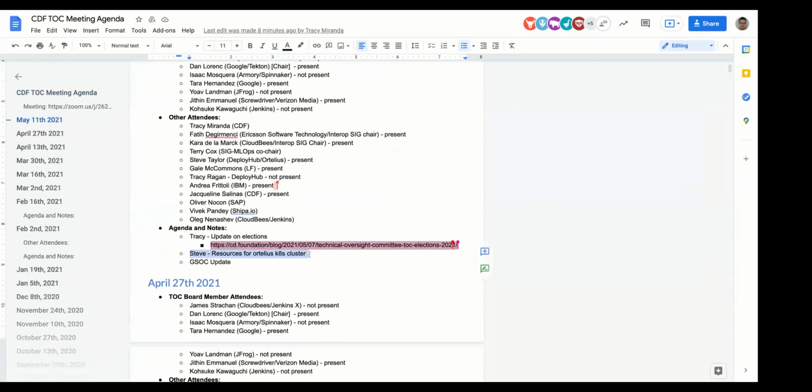All right, Steve, you need resources for a cluster. Yeah, currently Ortelius is running its website and the documentation under a Kubernetes cluster that's in Azure. We were able to get some credits from Azure a year ago, and that's going to be expiring, I think, like June 25th. So I just need to see if there are resources available from the CDF that we can move those couple of containers over. Do you have any estimate of cost?